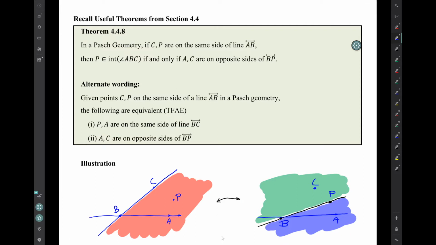So that's not an easy theorem to prove. It's not terribly difficult. I don't remember if we proved it back in video 4.4, but it's a standard application of section 4.4 techniques using the plane separation axiom to prove statements about points being on the same or different sides of a line.